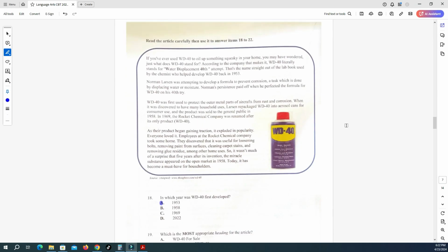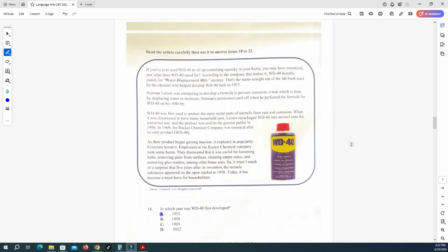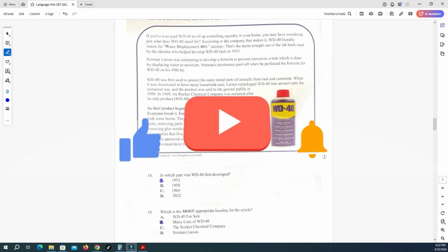Wow, I never knew that WD-40 meant that. That's a very good read. All right, so 18. In which year was WD-40 first developed? I chose 1953. That's what I saw right here.